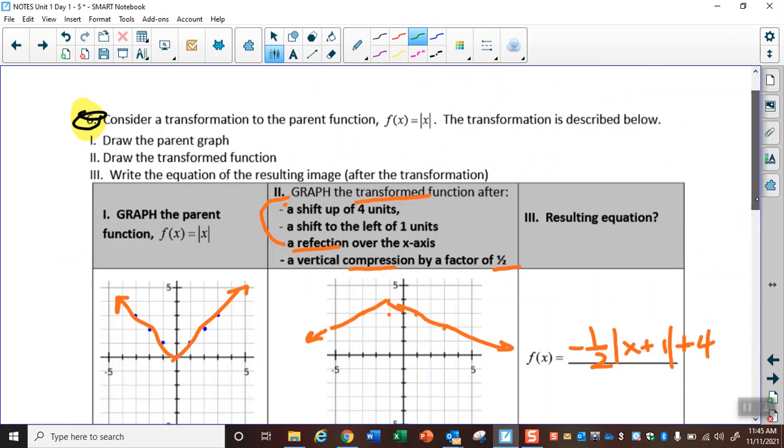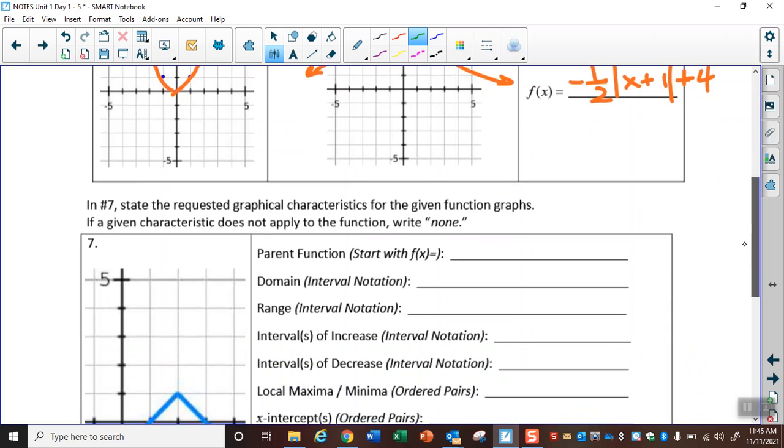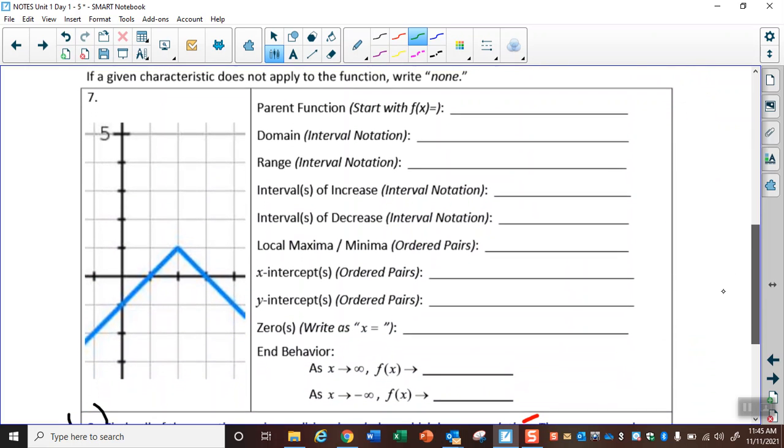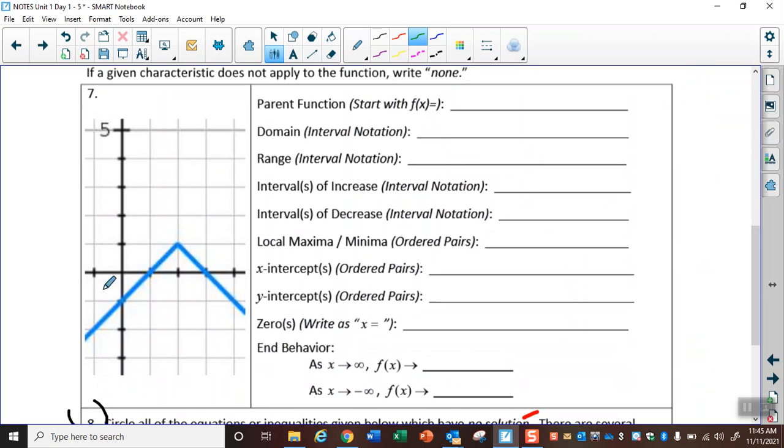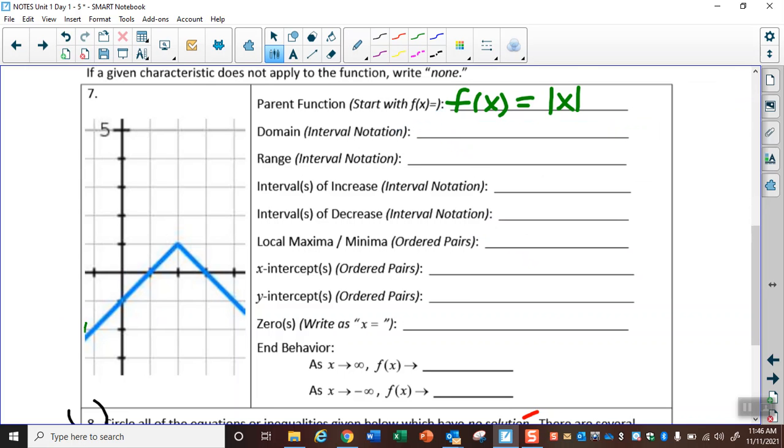And then now I've got these transformations that we did together in class. And now we're doing these graphical characteristics. My parent function, well, I see it's that V shape, so I know it's an absolute value, equals the absolute value of x. That's my parent function. And then now the domain, I'm going to go left to right. It goes forever to the left, so that would be negative infinity, and it goes forever to the right, so it goes to positive infinity.